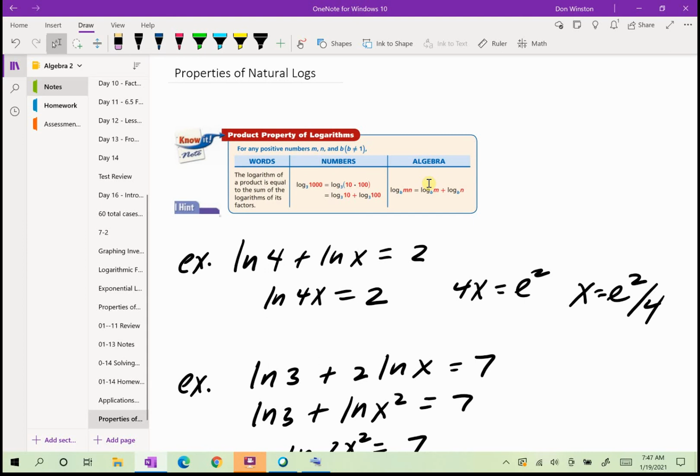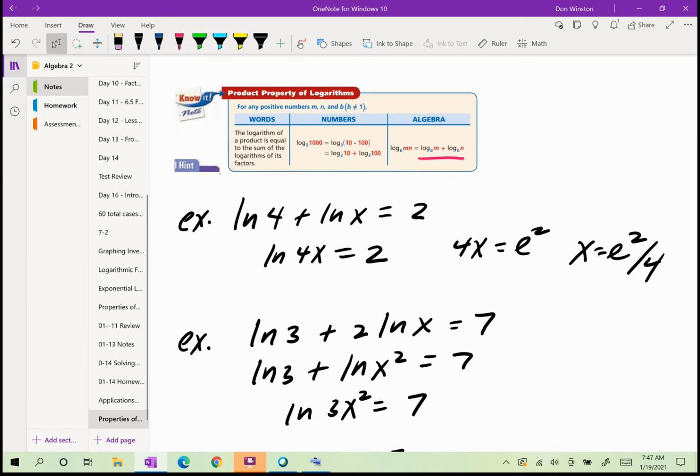We've seen this before, which basically says that when you add two logs with the same base, you multiply what you're taking the log of. So here I have the natural log of 4 plus the natural log of x. I multiply the 4 and the x, so 4 times x gives me 4x. I have the natural log of 4x is equal to 2.